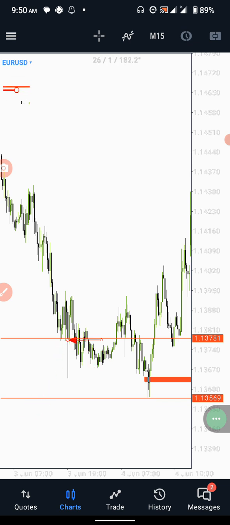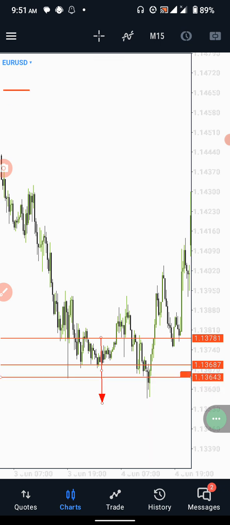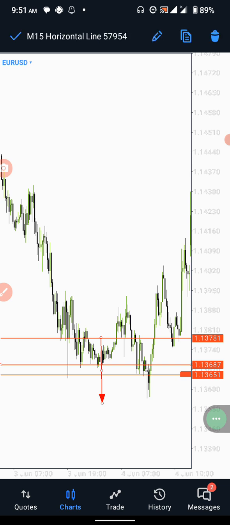Let us see the stop loss pips we have. We have 22. We can go with that one. Or I'll just take this one as an aggressive trade. I will have my stop loss just beneath this level.